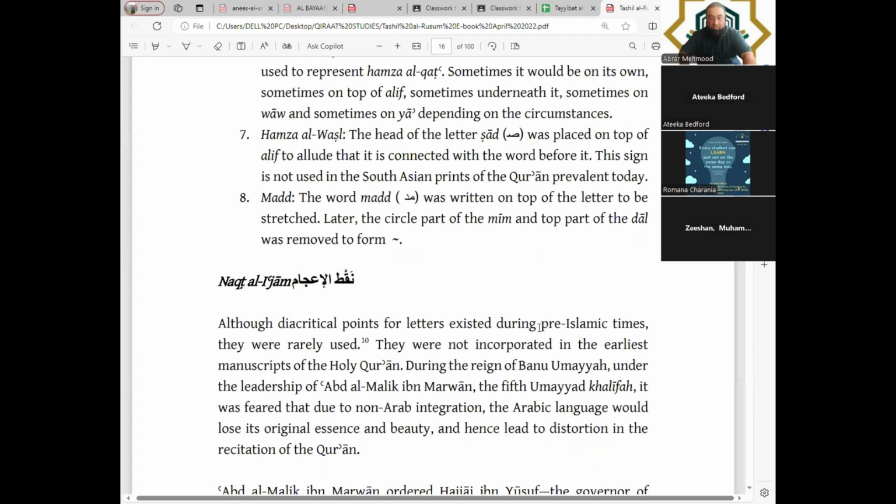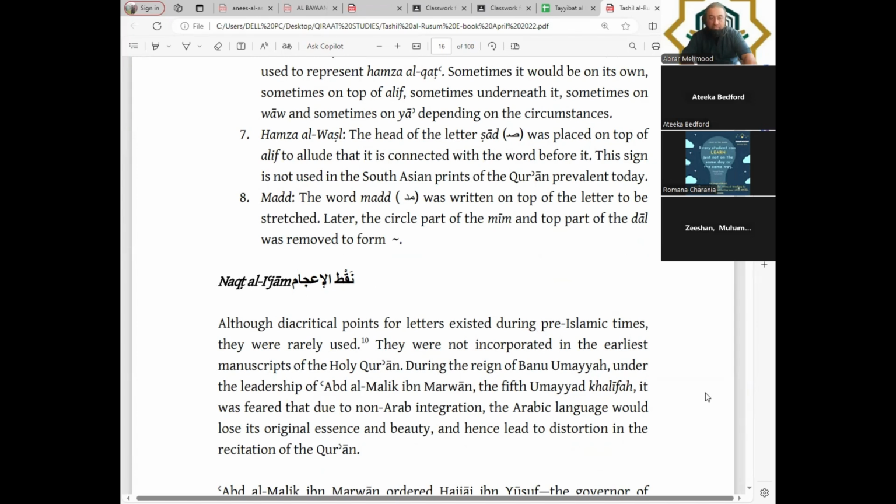Number 7, Hamzat al-Wasl. The head of the letter Sad was placed on top of alif to allude that it is connected with the word before it. This sign is not used in the South Asian prints of the Quran prevalent today.